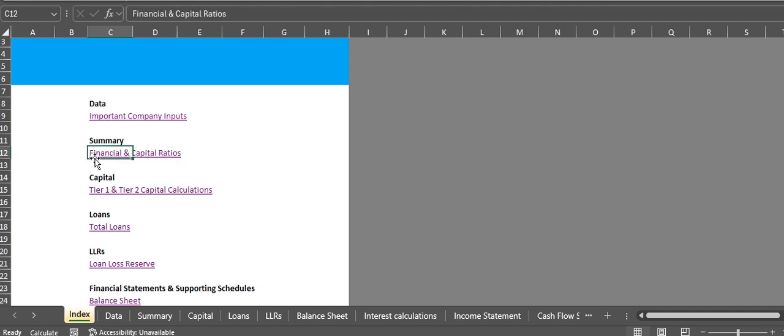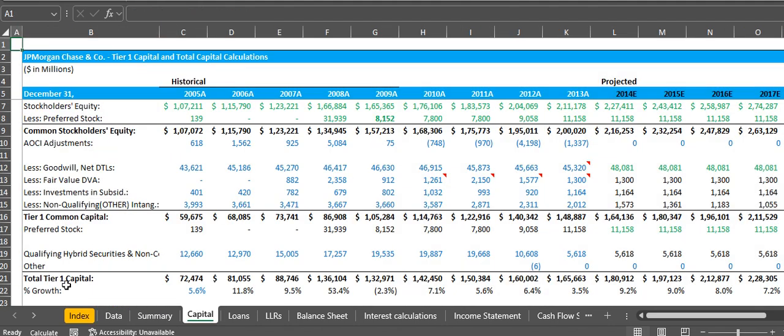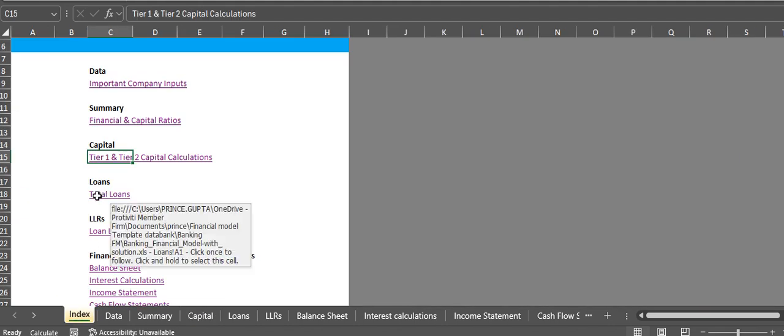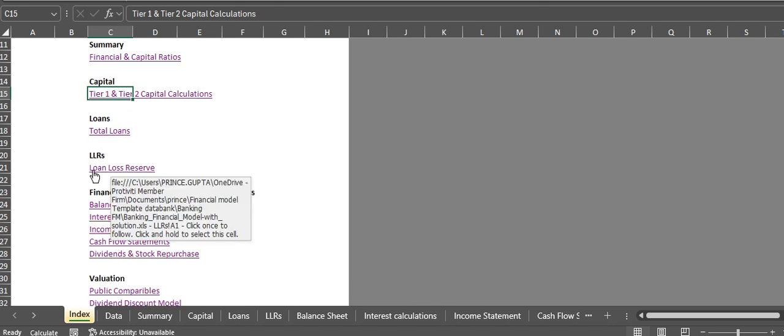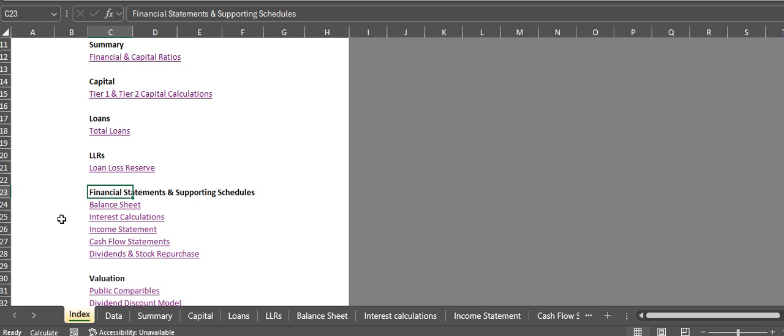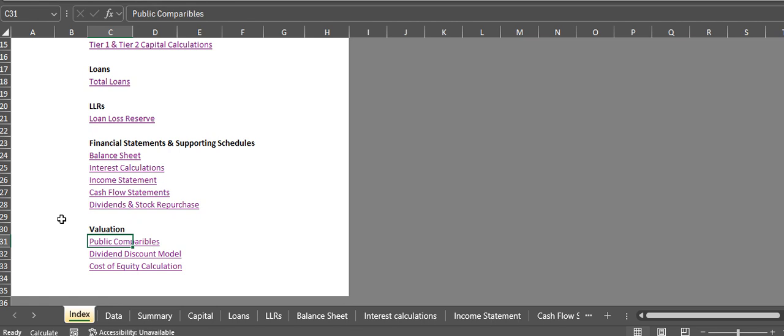Then we have the summary of the financials and the capital ratios. Then we have the capital, the tier 1 and tier 2 capitals. Then we have the loans calculation, which is the total loans. Then we have the loan reserve calculations, financial statements and supporting schedules. First one is the balance sheet, then interest calculations, income statement, cash flow statement, dividend and stock repurchase. Then we have the valuations: public comparables, dividend discount model, cost of equity calculation.